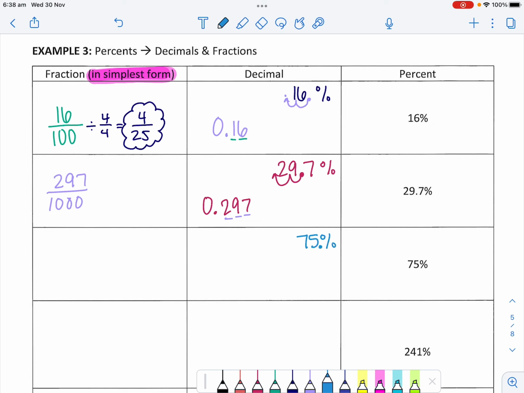So my 75%, 2 places to the left, so 0.75. And then 75 has 2 decimal places in it. That's in the hundredths place. So I'm going to have it 75 over 100. And 75 over 100 has a 25 in common. So this is going to be 3 over 4. Now, when you're simplifying the fraction, if you don't do the greatest common factor right away, just know that you're going to have to keep simplifying as you go until you get to simplest form.